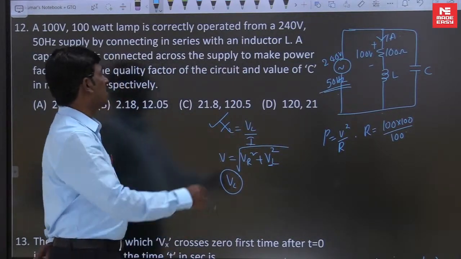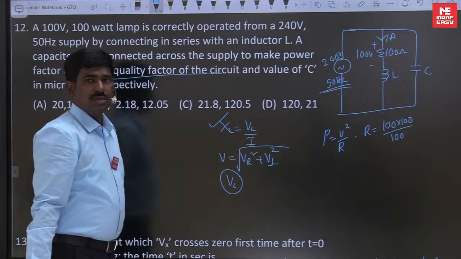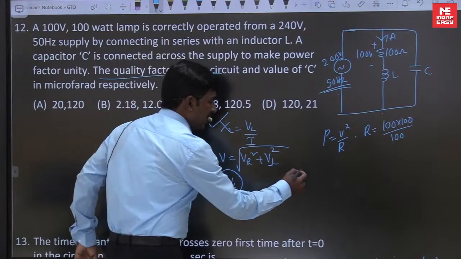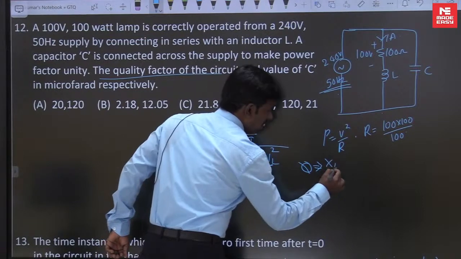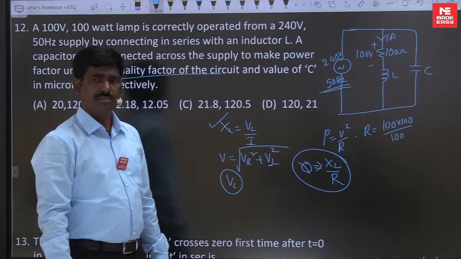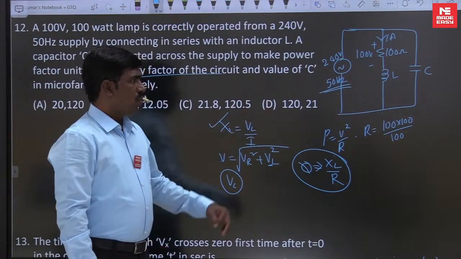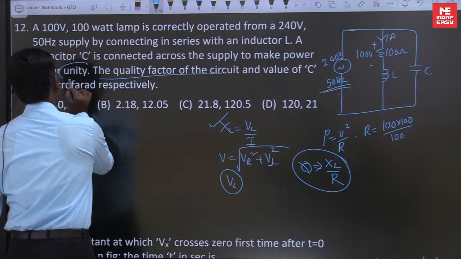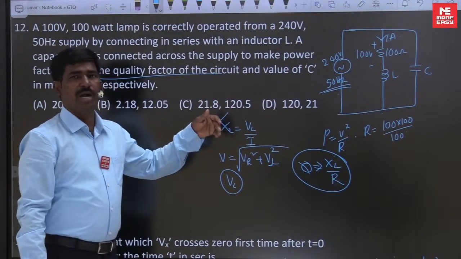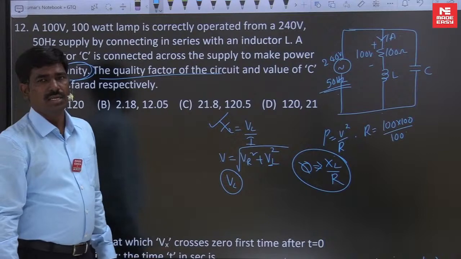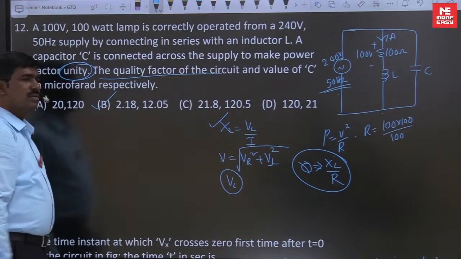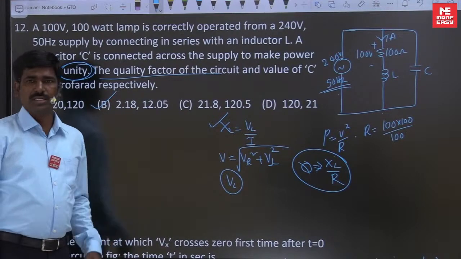What is the need of the L value? To find out the quality factor of the circuit. What is the quality factor of the circuit? This circuit is nothing but a practical tank circuit. The quality factor of a practical tank circuit is XL by R, omega naught L by R. For the C value, to find it, make the power factor unity. Power factor unity means the imaginary part of the admittance is equal to 0. That will give the XC. From that you get the C value. You get the option as this: A, 2.18 and 12.05.